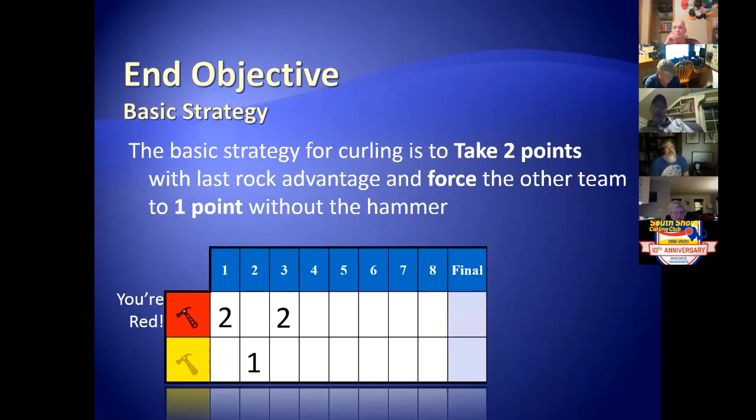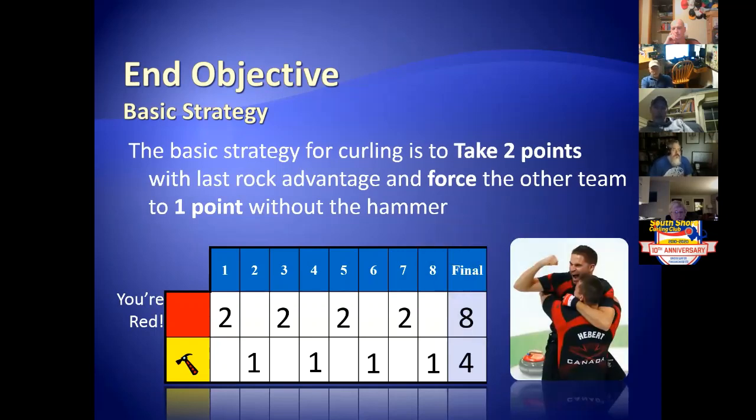Traditional scoreboard, so the numbers across the top are the end you're in. So if we have the hammer and we score 2, and they have the hammer, we hold them to 1, we're going to, in an 8-end game, win the game 8-4 every time.